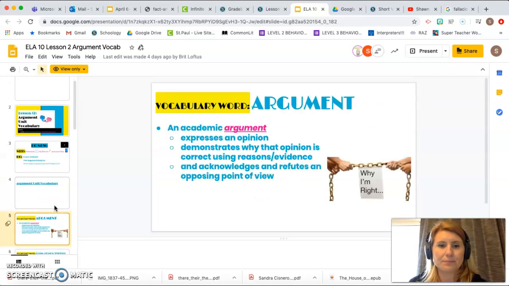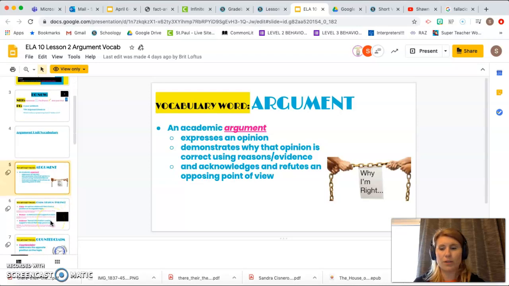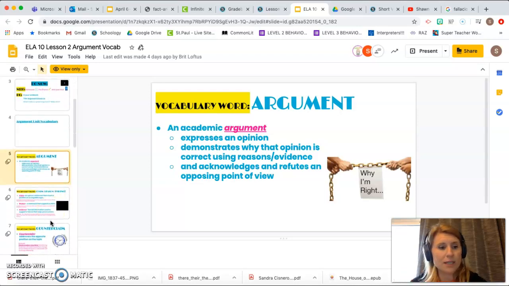Here's our vocab. The first word is argument. Now, we're talking about an academic argument. We're not talking about an argument you have in the cafeteria with your friend. So an argument expresses an opinion, something that you believe, okay? It demonstrates why that opinion is correct, and it uses some evidence or some specific reasons. And it also acknowledges what the other person might think and refutes that opposing point of view. So you're saying why you're right and why the other person and their belief is wrong. So that first word is argument. Hopefully you've just written it down, or pause the video and write it down.